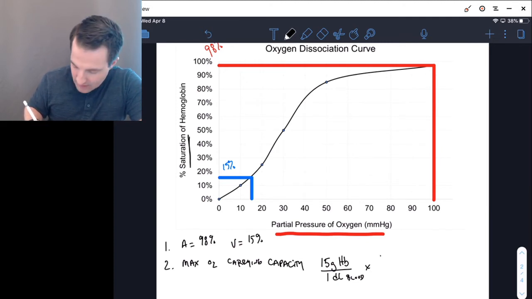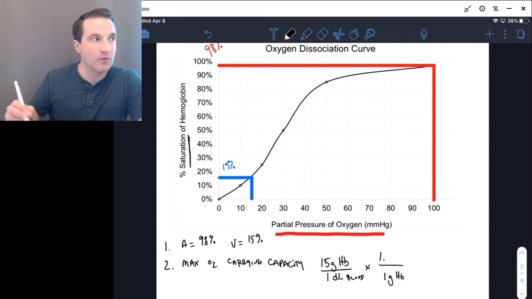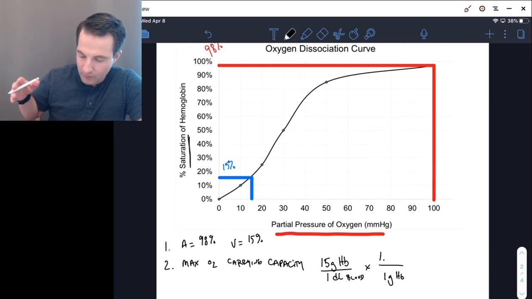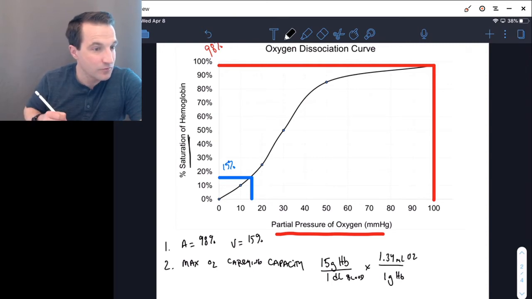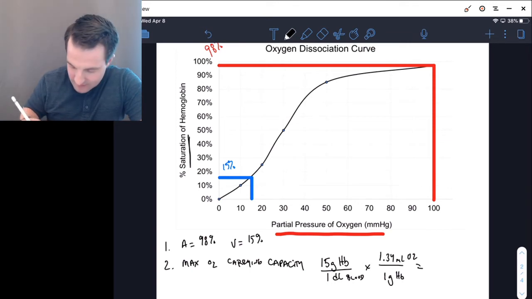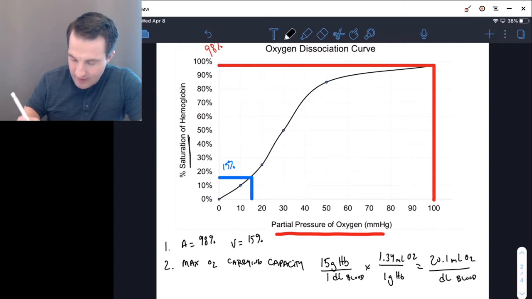We know that each 1 gram of hemoglobin is capable of transporting, when fully saturated, all 4 subunits of all of those red blood cells in that gram, 1.34 mLs of O2. So that's going to give us 20.1 mLs of O2 per deciliter of blood at 100% saturation.